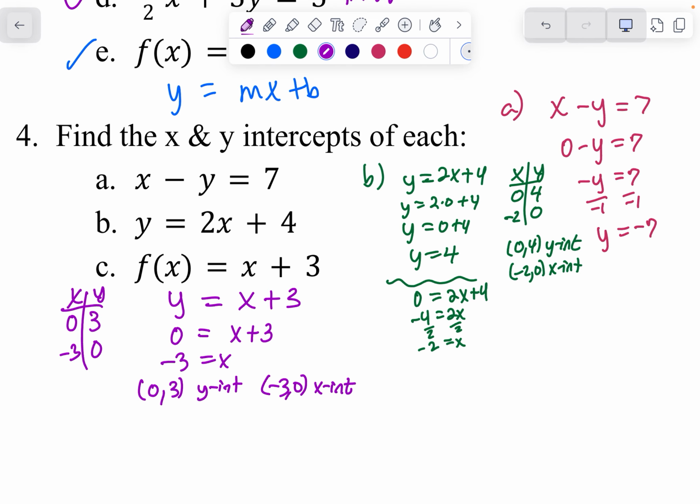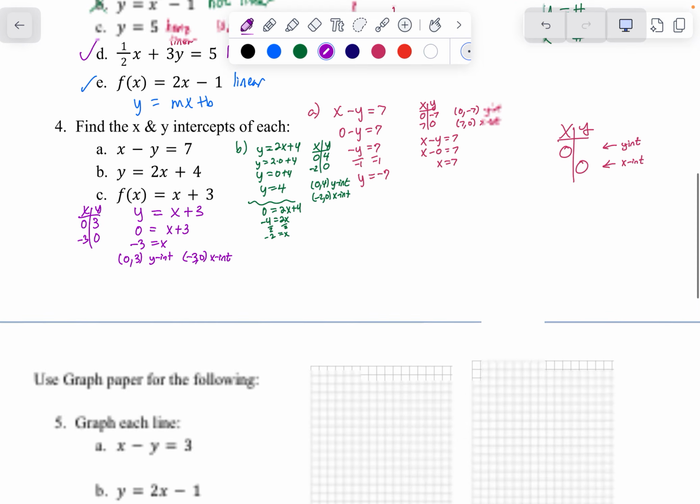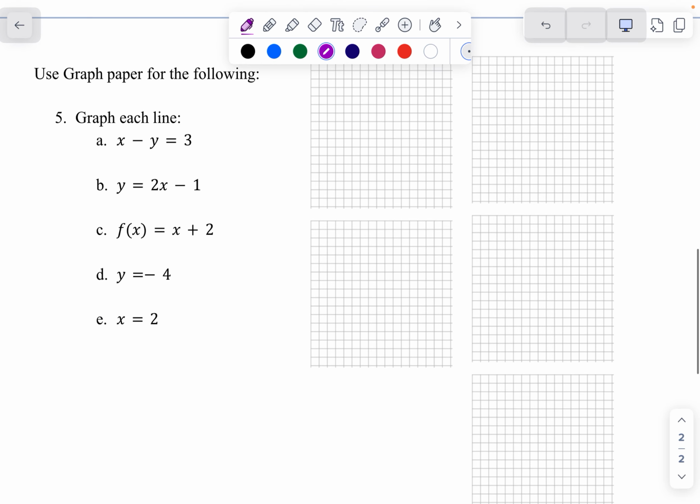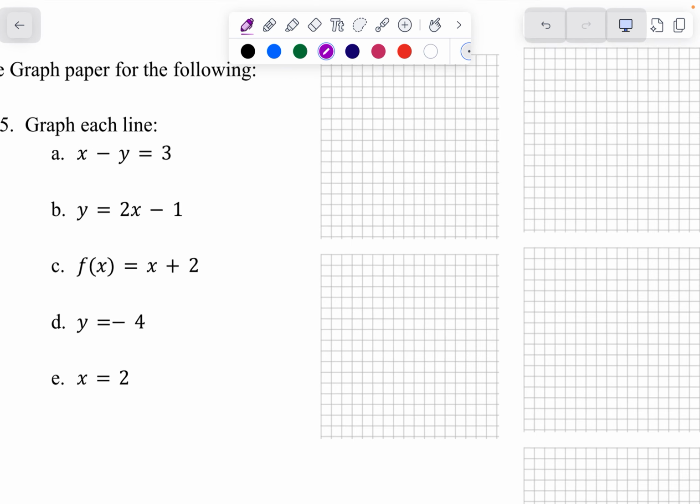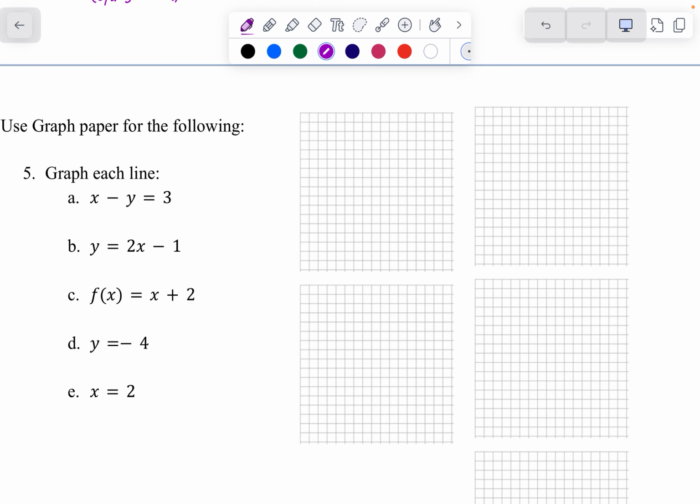Okay. Let's go to 5. The last thing that's going to be on the quiz is to graph some lines. So let's take a moment and graph some of these lines. Now everybody, let's just summarize for a minute before we jump in. This one, 5A, you want to make a 0, 0 chart. Find those intercepts. That's the easiest way to do that.